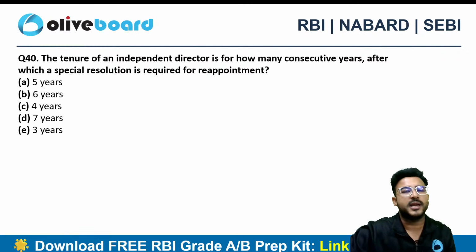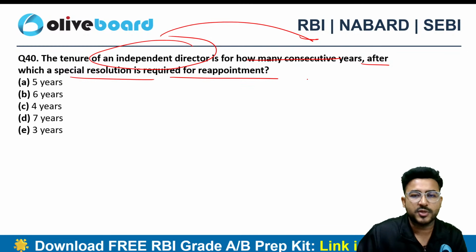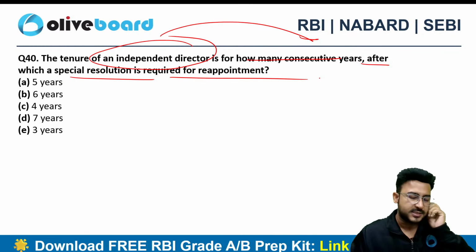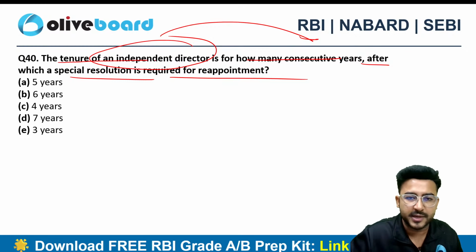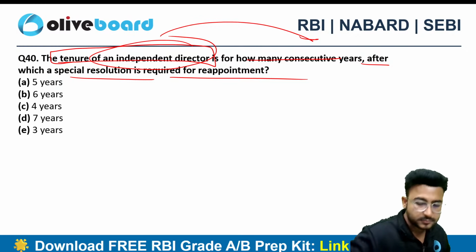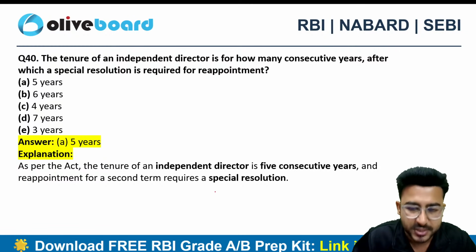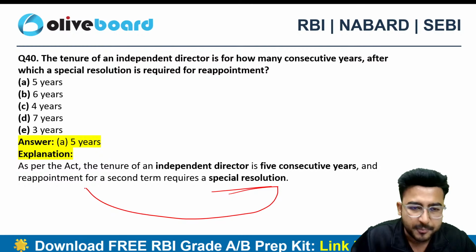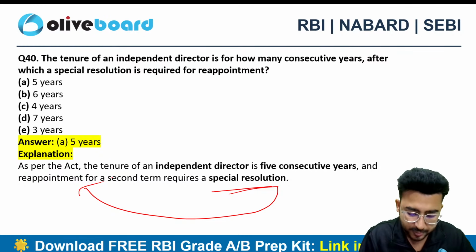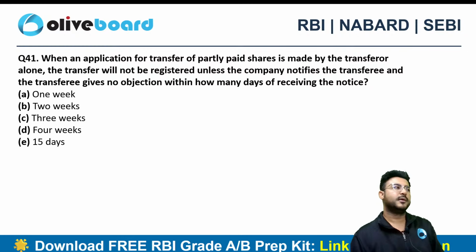The tenure of the independent director is for how many consecutive years, after which a special resolution is required for the reappointment? Basically, this is the tenure of an independent director. I am appointing an independent director for how many years? For 5 years, and after that I need to pass a special resolution to reappoint the same director, right? That is the provision. Next one.